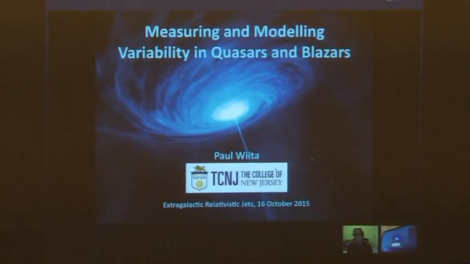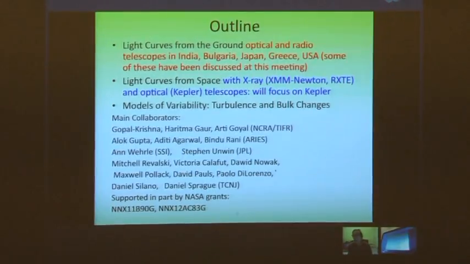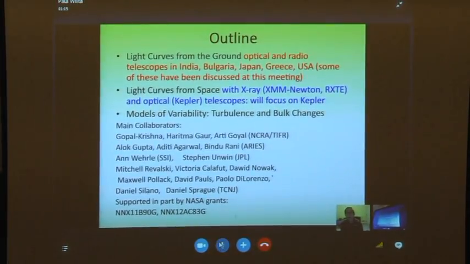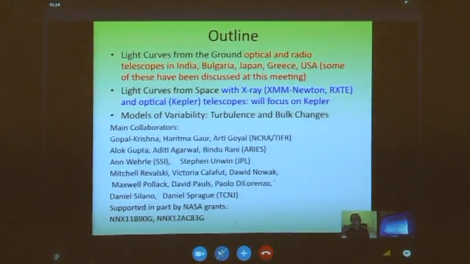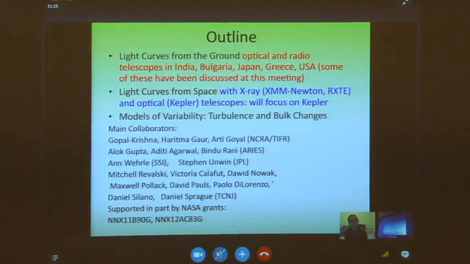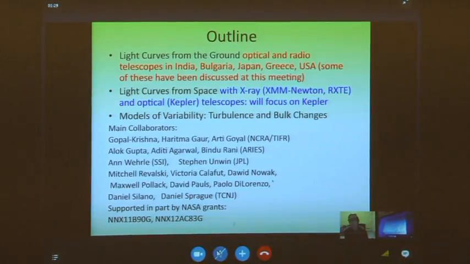Let's see. Just advance to the next slide, please. There we go. Okay, so we have light curves on the ground from optical and radio telescopes taken in a whole bunch of countries, including India, and many of my collaborators on this work are shown in the first couple lines there, and that's not all of them down below. And I think some of this work may have been discussed already at the meeting.